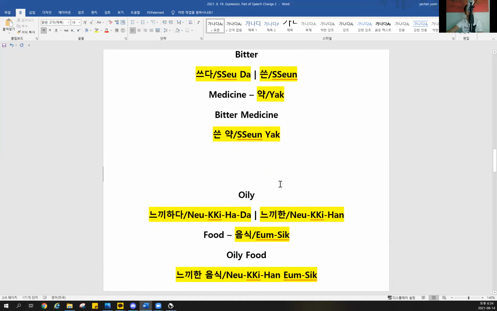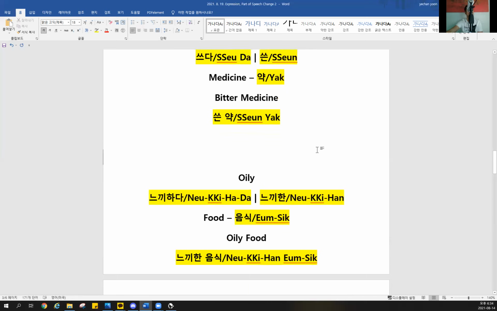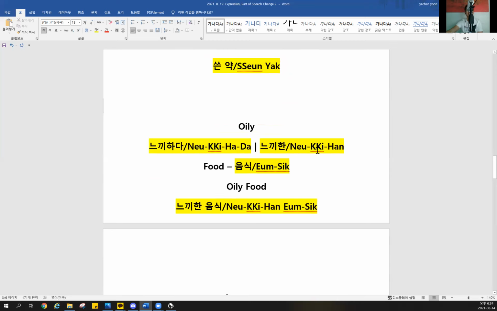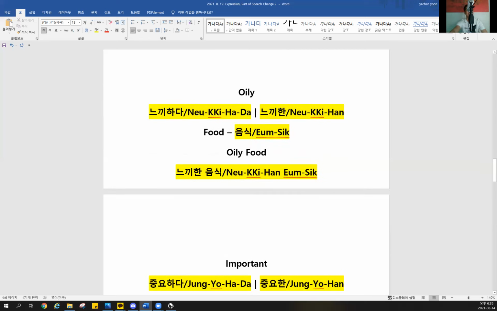All right, next one, oily. How you can say oily? For oily, you can say 느끼하다. Changing form is 느끼한. Okay, so food. I give the example with the food. Food you can speak with 음식. So oily food, how you can say? 느끼한 음식.